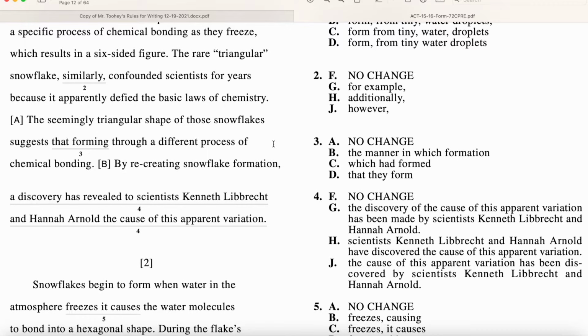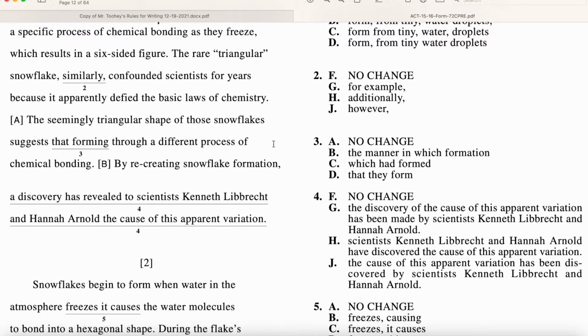Let's try H. By recreating snowflake formations, scientists Kenneth and Hannah Arnold have discovered the cause of this apparent variation. How's answer choice H sound? It sounds more concise. It's a little bit shorter, certainly, than G. All right, let's keep it. It sounds all right. Let's try J. By recreating snowflakes formation, the cause of this apparent variation has been discovered by scientists Kenneth and Hannah Arnold. How's J sound? It just seems like it's made harder for no reason. Yeah, I agree, 100%.